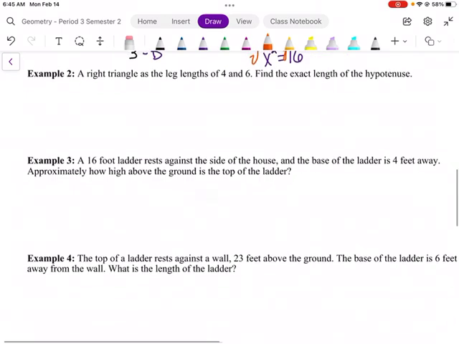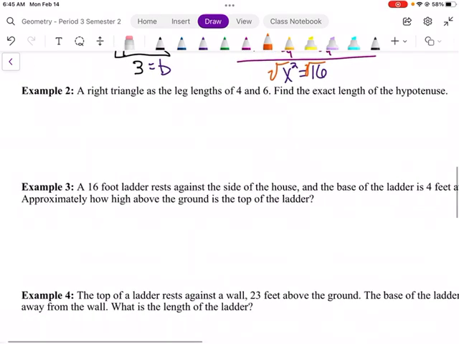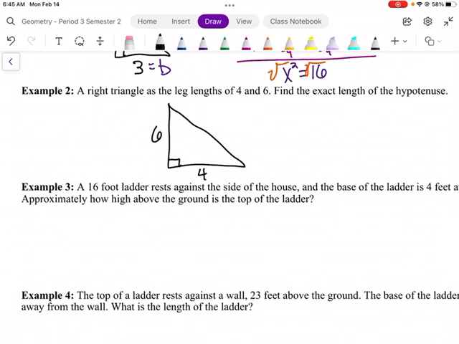Moving on to number 2. A right triangle has the leg lengths of 4 and 6. This time, we're going to find the length of the hypotenuse. So we're going to start by drawing a picture. The lengths are 4 and 6 of the legs, and we're looking for the hypotenuse. C is always across from that right angle, so C is going to be my x value, and A and B can be either 4 or 6. Plugging that into the Pythagorean theorem, we would have 6 squared plus 4 squared equals x squared.